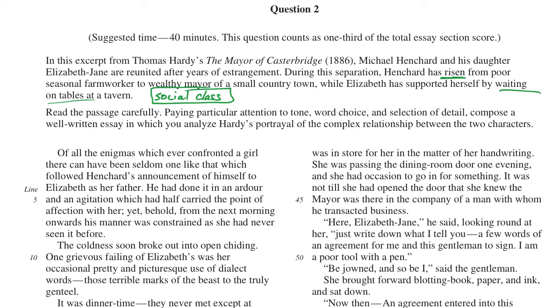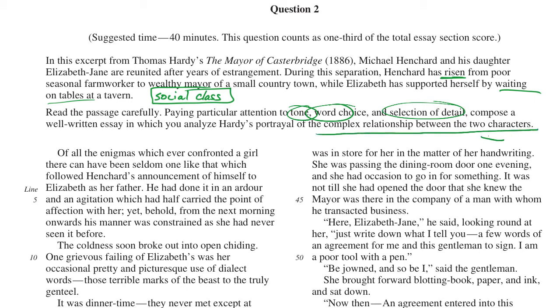Okay, next part. Read the passage carefully, paying particular attention to tone, word choice, and selection of detail. Compose a well-written essay in which you analyze Hardy's portrayal of the complex relationship between the two characters.